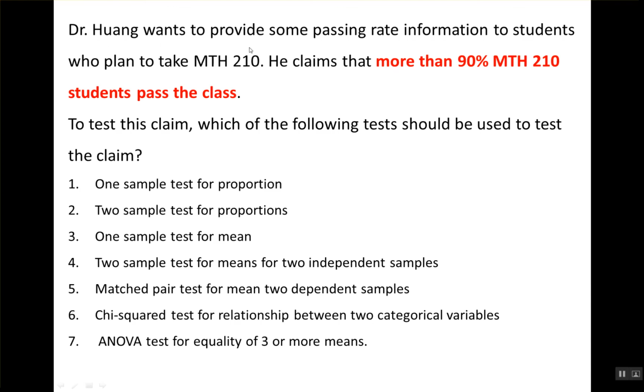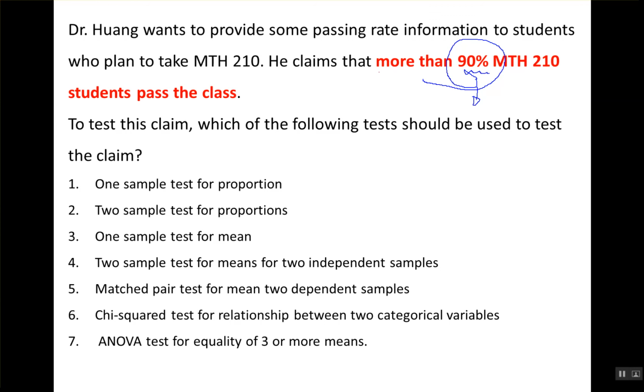Dr. Huang wants to provide some passing rate information to students who plan to take Math 210. And he claims that more than 90% of Math 210 students pass the class. So what kind of test should we use? And seems to me this is a number that's related to one single proportion, right? So this is a specific number we want to test. We want to test proportion.